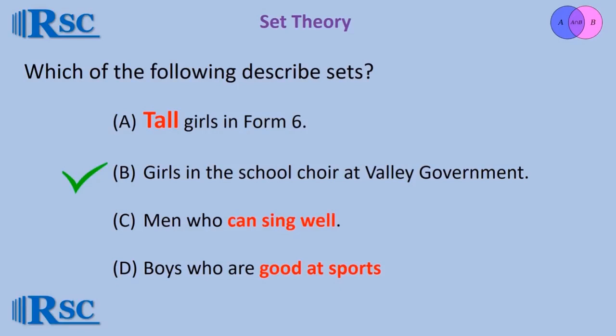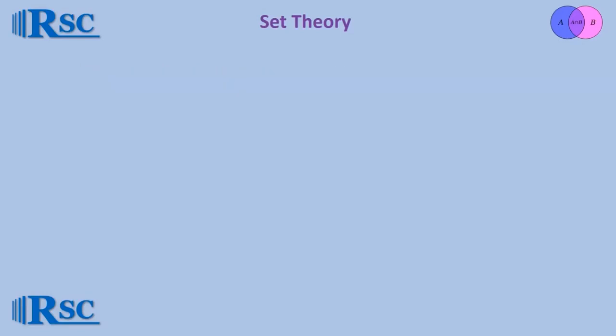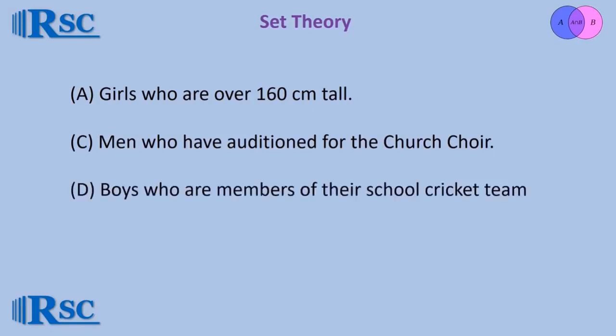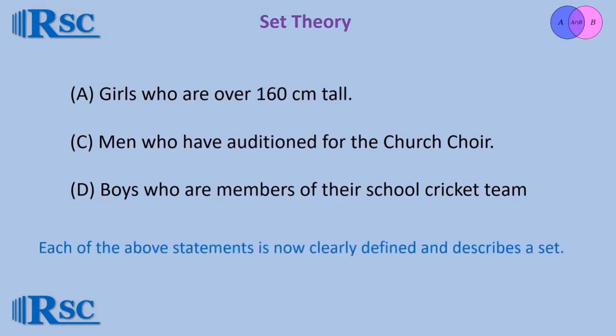The statements A, C, and D can be reworded to describe sets. For example, instead of saying tall girls in Form 6, we can say girls who are over 160 centimeters tall. Instead of saying men who can sing well, we can say men who have auditioned for the church choir. And instead of saying boys who are good at sports, we can say boys who are members of their school cricket team. Each of the above statements is now clearly defined and describes a set.